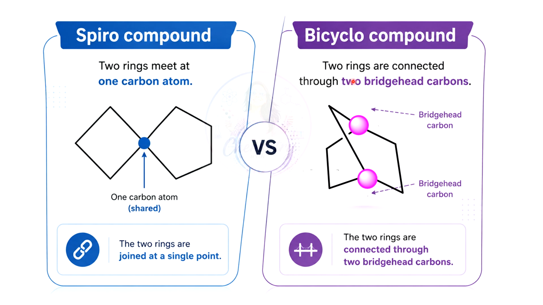But in a bicyclo compound, the two rings are connected through two bridgehead carbons. Here you can see these two carbons are the bridgehead carbons. These bridgehead carbons are connected by different bridges between them. So the main difference is that spiro compounds have one shared carbon atom and bicyclo compounds have two bridgehead carbons.